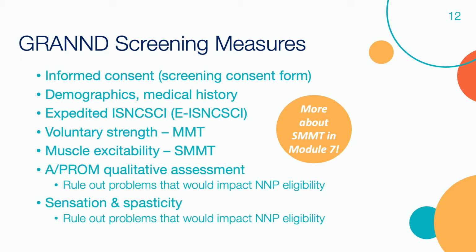While we typically don't measure joint range of motion with a goniometer in this screening, a qualitative assessment is made to ensure that range of motion is within functional limits and to rule out problematic tendon or joint tightness. A similar approach is taken to rule out any problems with sensation or spasticity that would interfere with NNP implantation or use. If these measures indicate that a participant is a candidate, then the process of qualification for enrollment begins.